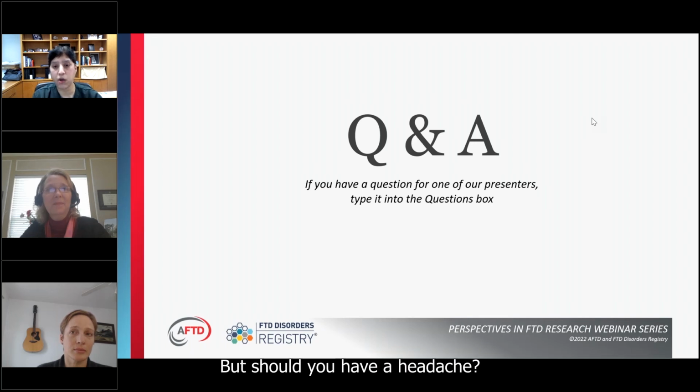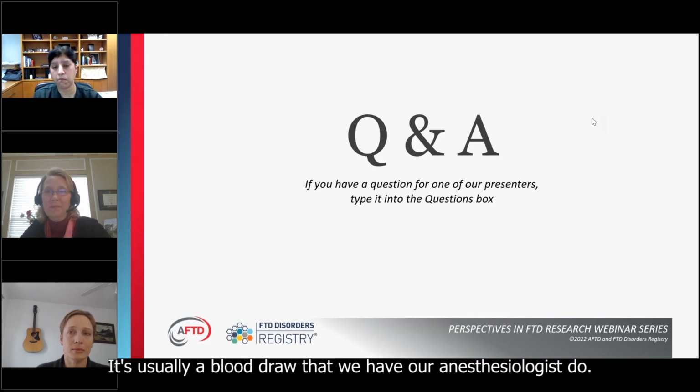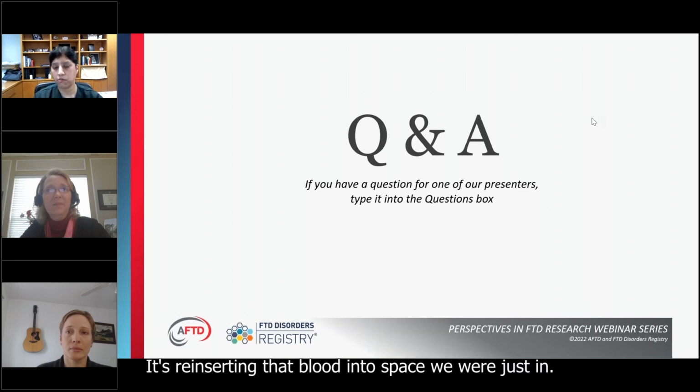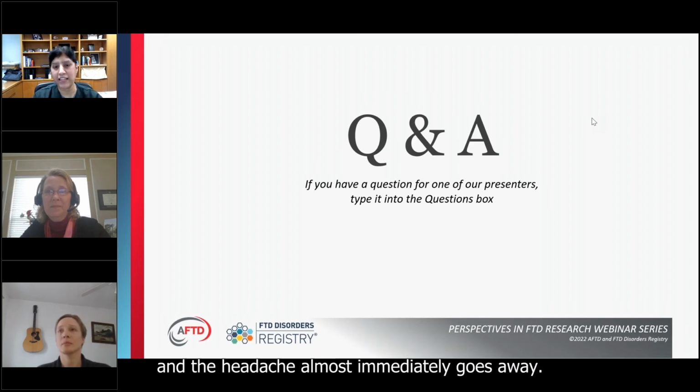But should you have a headache, we have a fix for that too. It's usually a blood draw that we have our anesthesiologists do, just a regular blood draw, and it's reinserting that blood into the space we were just in. You can think of it like spackle. So basically, as that blood seals up that hole, the headache almost immediately goes away.